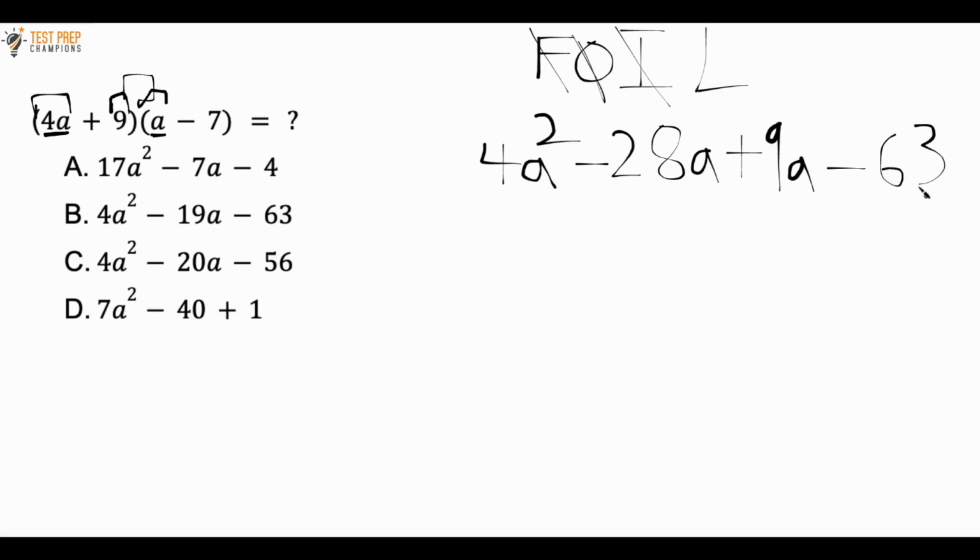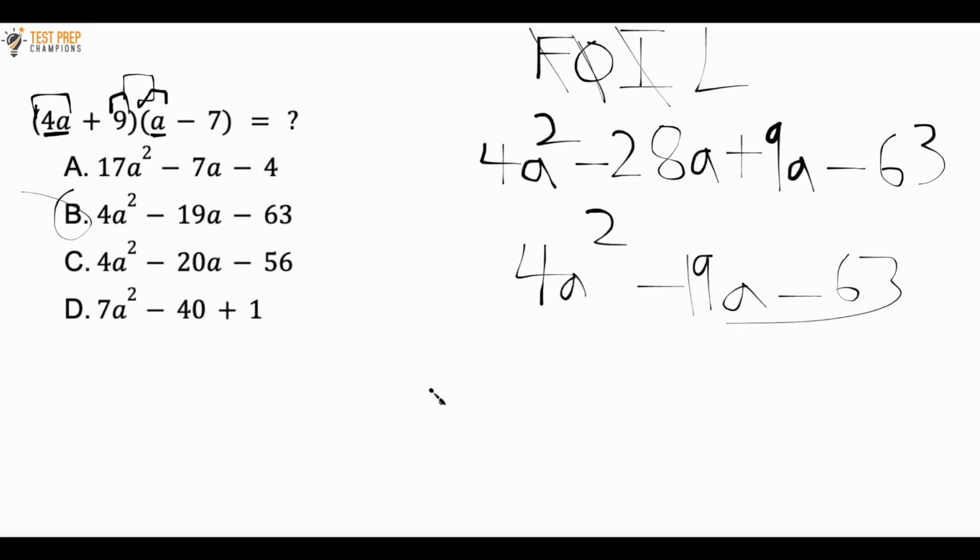So now all we have to do is combine like terms and we're done. So when I say combine like terms, what does that mean? Well, that's really just a fancy way of saying I'm going to do negative 28a plus 9a. So that gives me negative 19a. So the final answer is 4a squared minus 19a minus 63b. Answer choice B is correct.